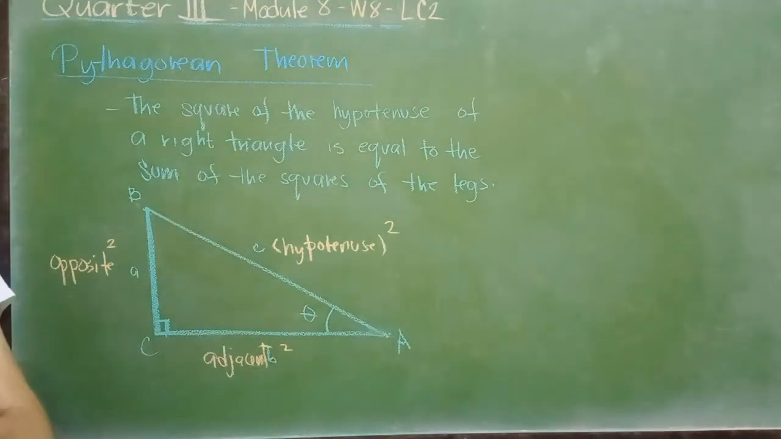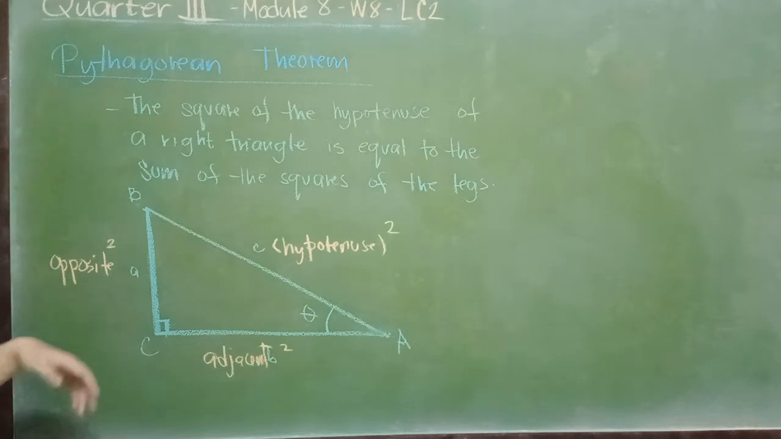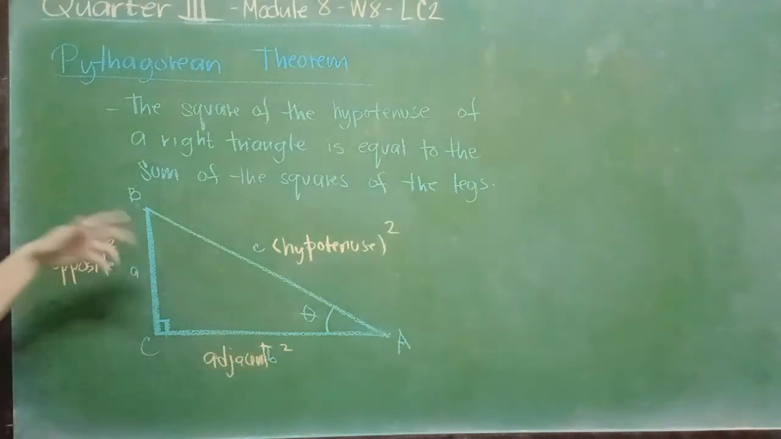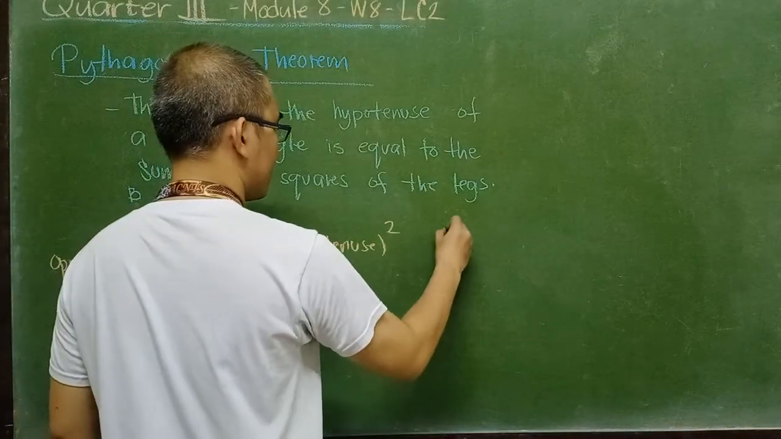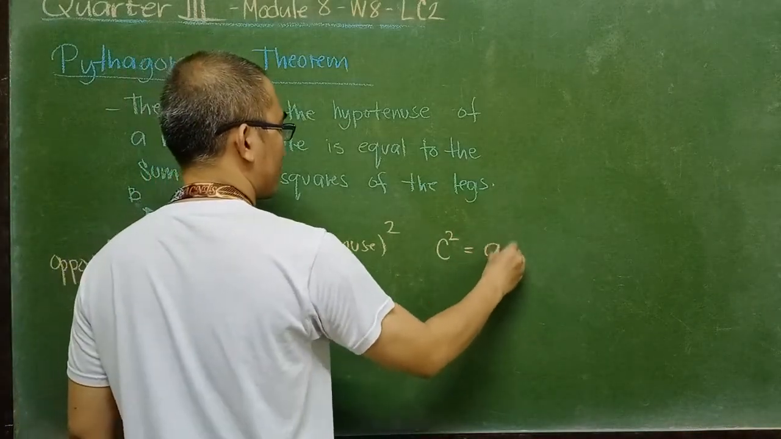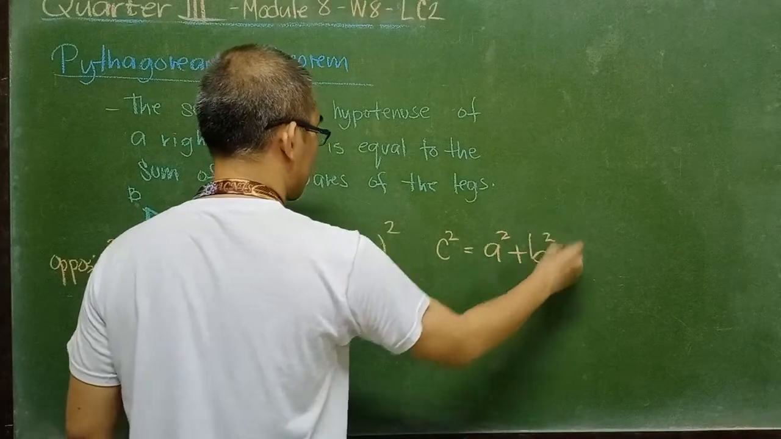So dito sa may third quarter, ang sinasabi niya palang is yung hypotenuse, yung longest side natin. So, in symbols, ano ba itsura ng Pythagorean theorem? So, most probably, nag-grade 7 at grade 8 na rin kayo niyan, or even nung elementary. So, ang itsura niyan would be C squared is equal to A squared plus B squared.